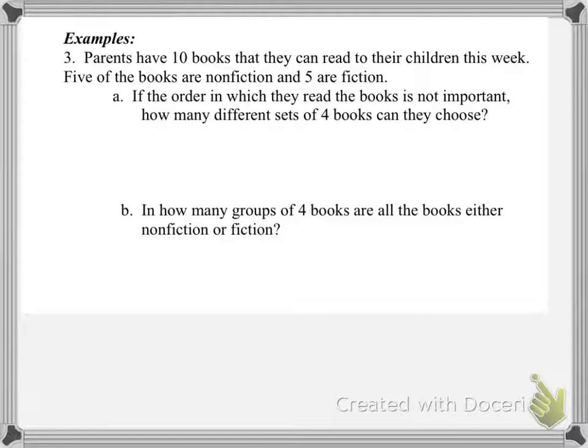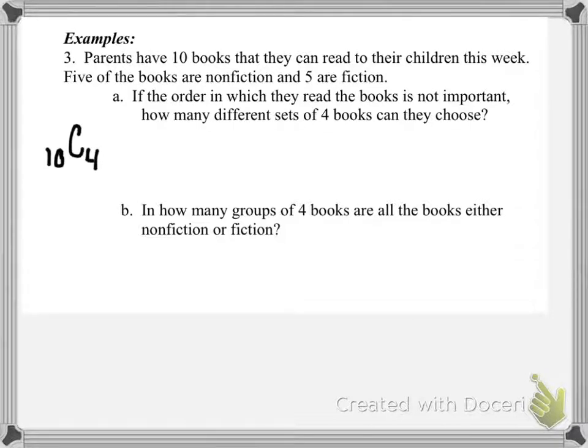So it's really handy to have this notation because writing out the work can be pretty long. So if I go ahead and use the formula for 3A, in this case they have 10 books. 5 books are nonfiction and 5 are fiction. And the question is, if the order in which they read the books is not important, how many different sets of 4 books can they choose? So we can write this as 10C4, because there's 10 books to choose from, and they want to read 4 books.